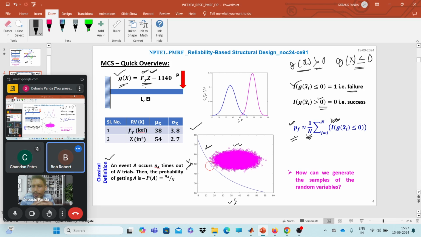No, your GX should be provided in the first step. Otherwise, you will not get the random variables for which you need to generate. Exactly. Like we will solve, let me solve one problem. Then I think your question will be clear.